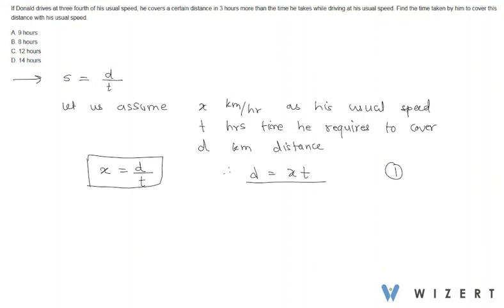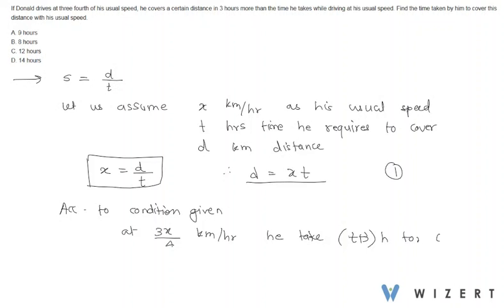Now what we have here is that if he drives at 3/4 of his usual speed, so according to the condition given in the question, at 3x by 4 kilometer per hour, he covers the same distance in 3 hours more than the time he takes while driving at his usual speed. So at this speed he takes t plus 3 hours to cover d kilometers. So we can form the equation 3x by 4 is equal to d upon t plus 3.